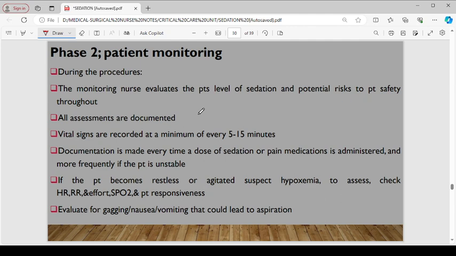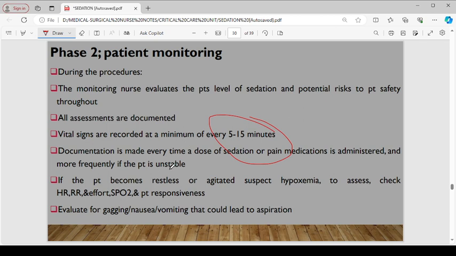During this procedure, the monitoring nurse will evaluate the patient's level of sedation and potential risk to patient safety throughout. Assessments are then documented. Vital signs are normally recorded at a minimum of every 5 to 15 minutes. Documentation is normally made every time a dose of sedation or pain medication is administered, and more frequently if the patient is unstable.